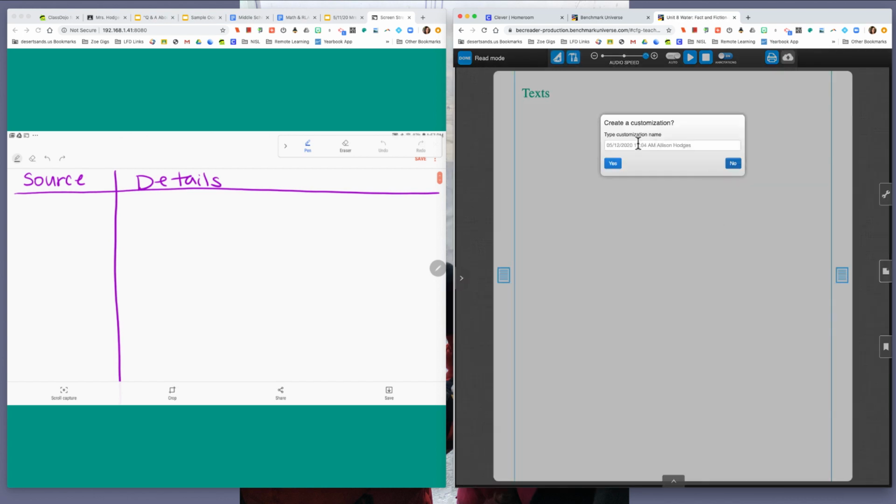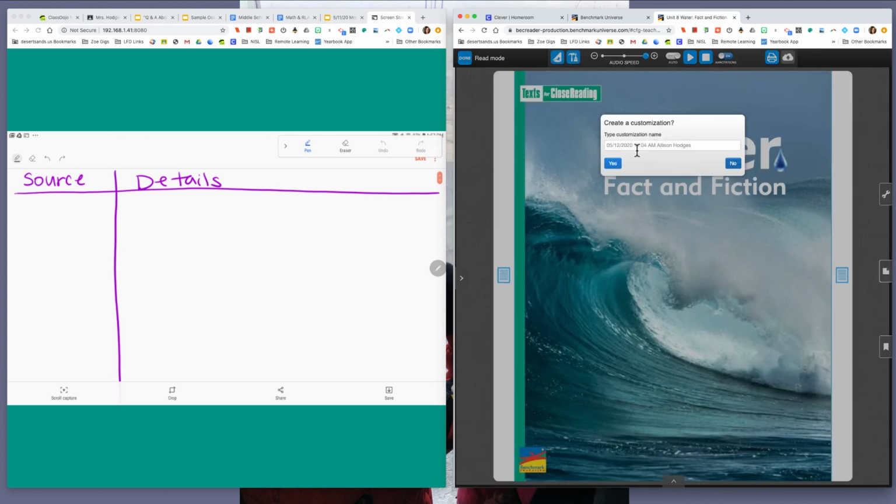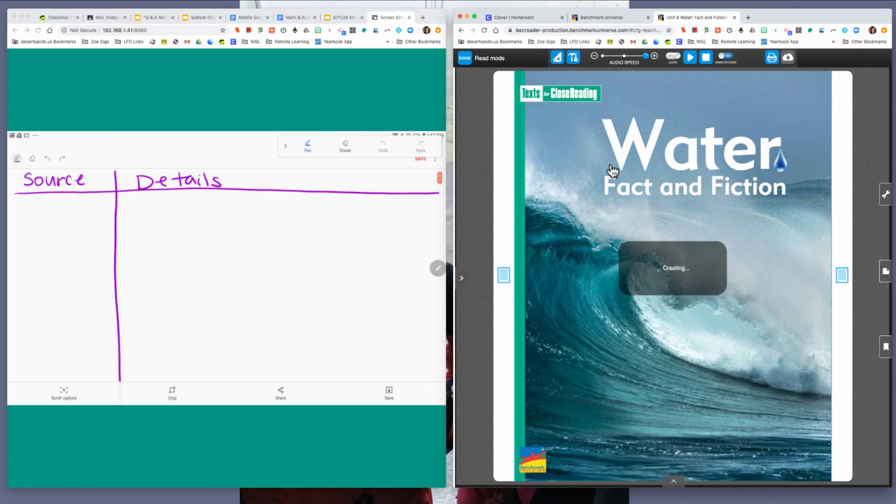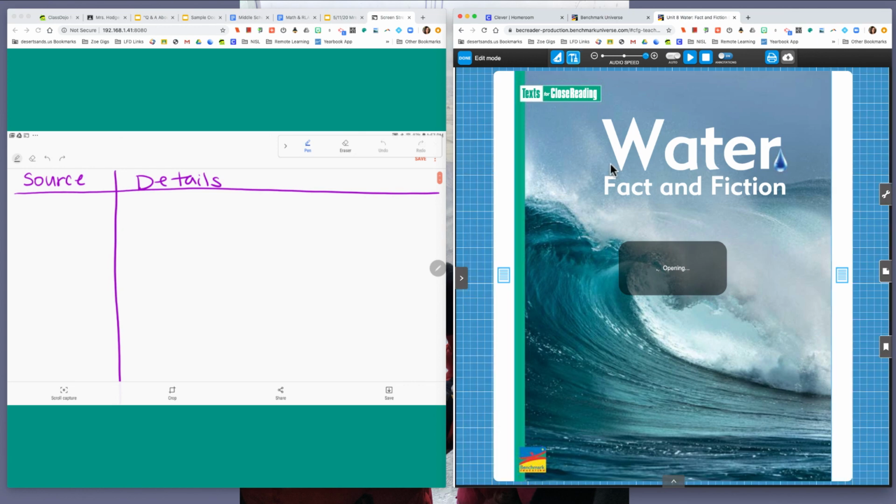So if you're going to do any digital notes in the text, you can save it here. So I'm going to actually say yes this time, just to save any annotations that I do. So if I underline or highlight, it'll save that. If I write anything in the margins, it will save that.